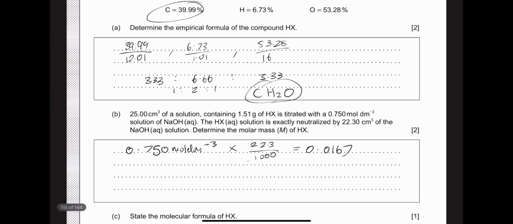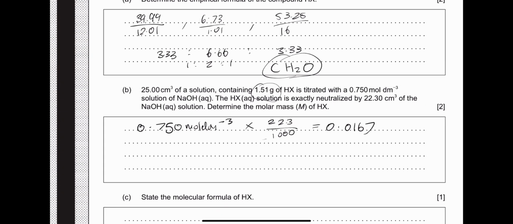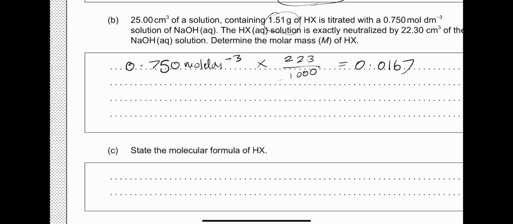And then we have our mass here, which is 1.51. We have moles, and remember, mass over moles is equal to our molar mass, which is equal to 90.4. Remember, keep the units, grams.